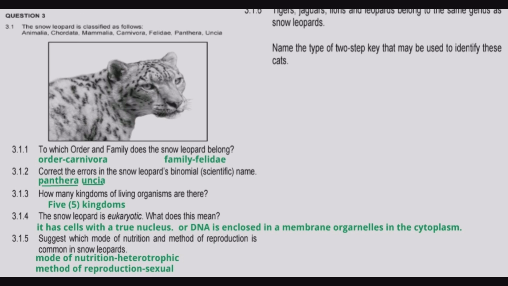Okay, so the answer here is dichotomous key, biological key, and verbal key. They said to name the type of two-step key that may be used to identify these cats. So those are the keys that you can use to identify these cats.